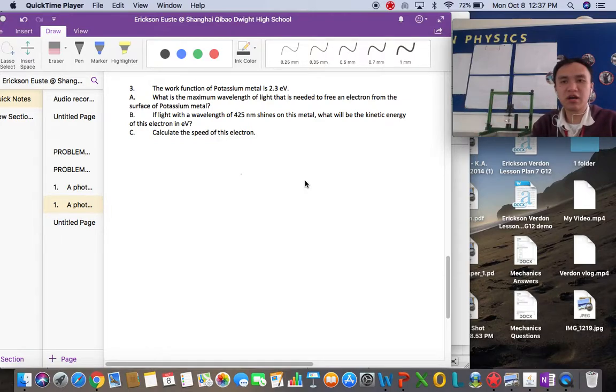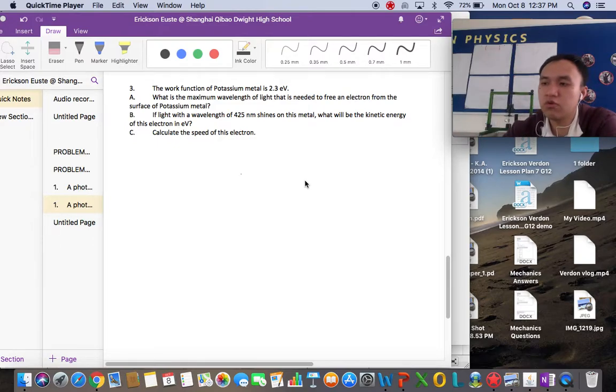Alright, so we are having the third problem. The work function of potassium metal is 2.3 eV. What is the maximum wavelength of light that is needed to free an electron from the surface of the potassium metal? So you are already given the eV.